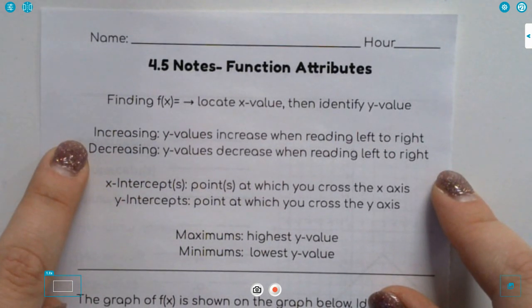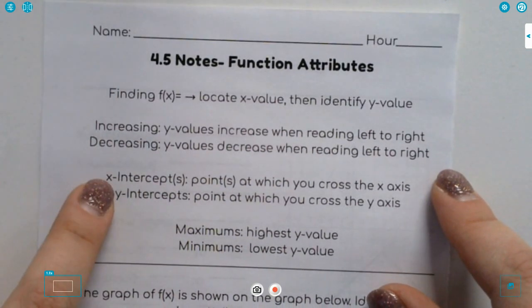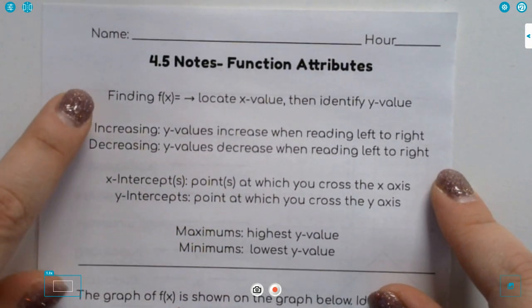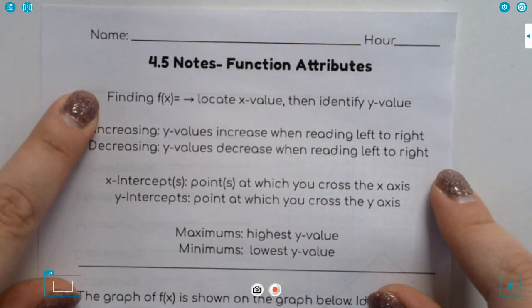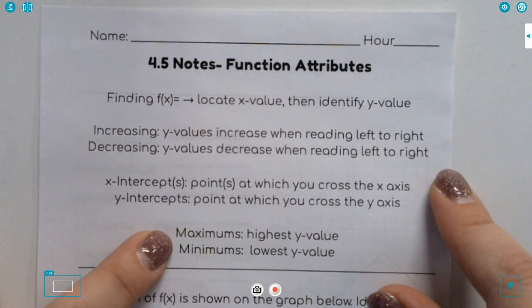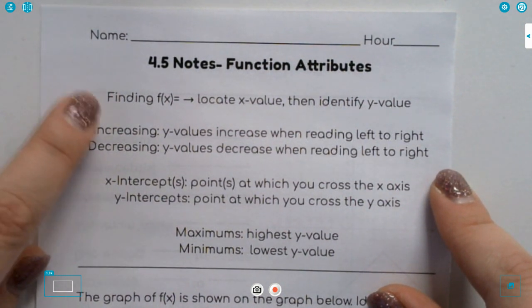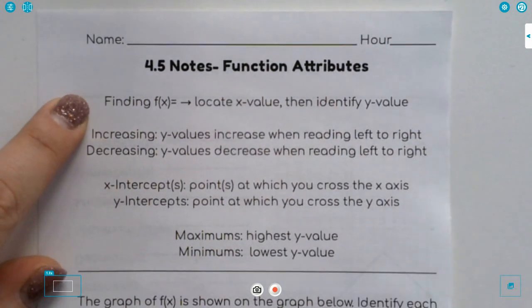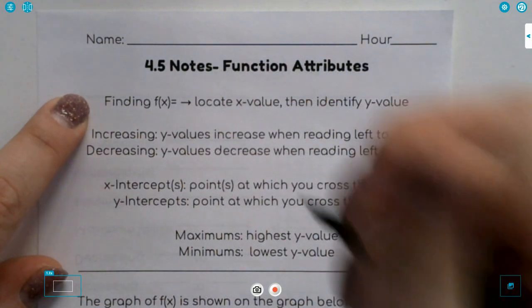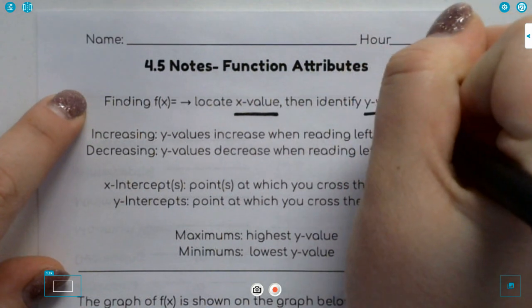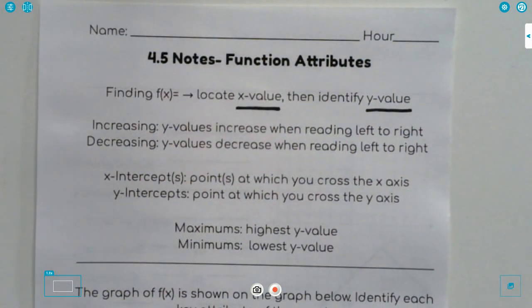Where are they increasing or decreasing? X and Y intercepts, and maxes and mins. We have actually already looked at this first thing and this last thing to give you guys a little bit of a head start. We're going to go through one at a time. So finding f of x on a graph, we did this Wednesday in 4.4. We're going to locate our x values, then identify the corresponding y value.